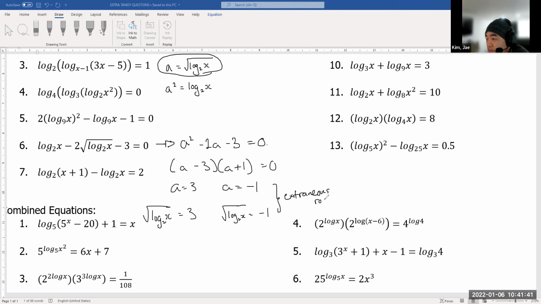And all that's left is to solve this. If I square both sides, log 2x is going to be 9. That means 2 to the power of 9 gives me the x. x must be 2, 4, 8, 16, 32, 64, 128, 256, 512. There.